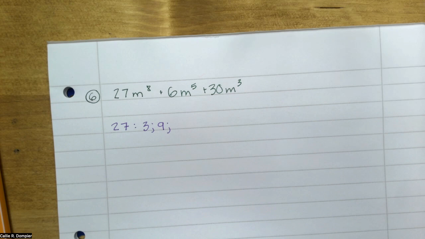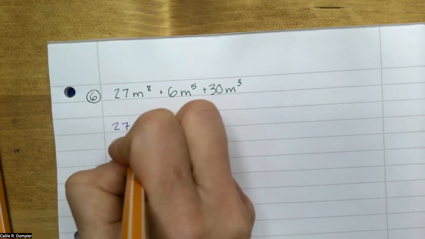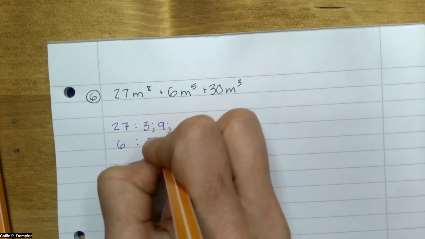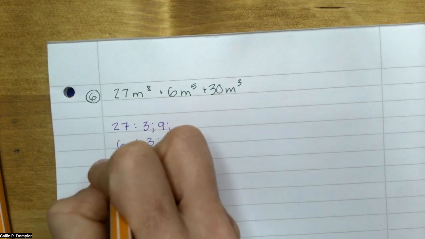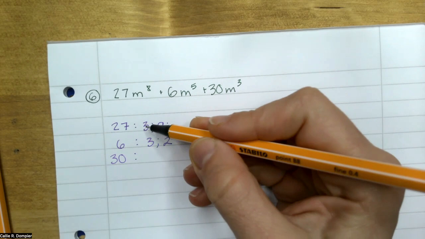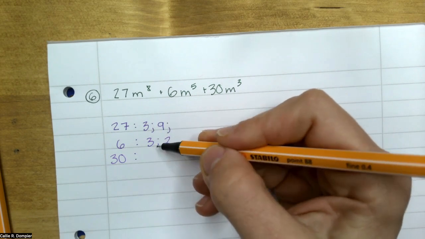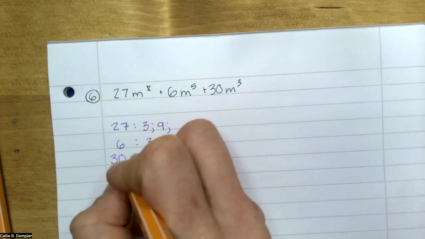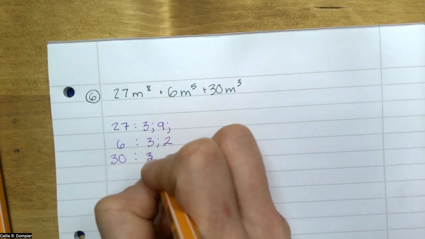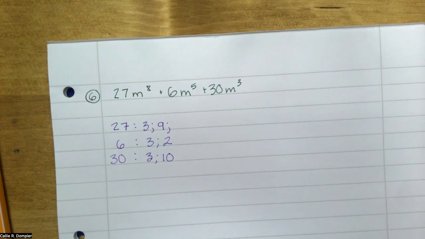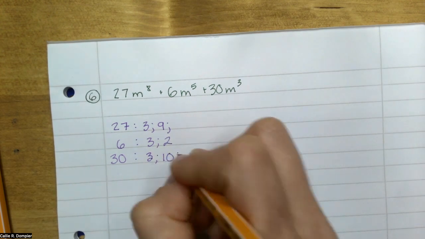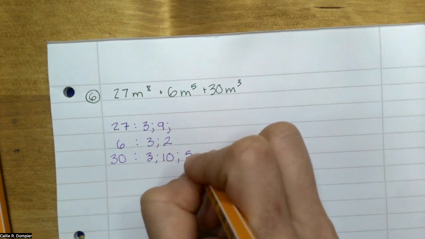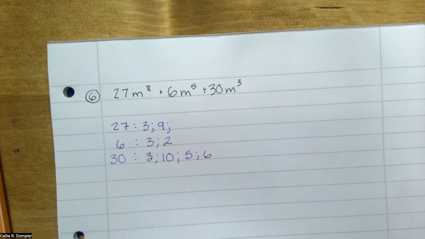So for 27, I think we just got 3 and 9. For 6, we have the numbers 3 and 2. And for 30, you can list them all, or you can just say, well, the only common factor so far is 3. It would need to be common with all of them. So the only one I need to find is 3. Is 3 a factor of 30? Yes, because we can multiply 3 times 10, right? You could keep going and say it's also 5 and 6, right? But that's irrelevant because we're looking for a common factor. So our common factor is 3.